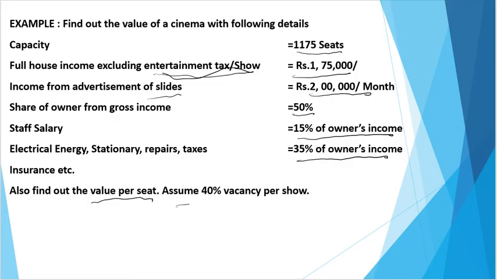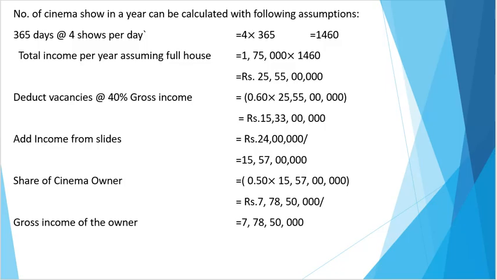Assume 40% vacancy per show. This is given to you. So you have to find the value of the cinema and also find the value per seat. See here, he is getting 1,75,000 per show. So let us suppose that there are 4 shows per day and the number of days in a year are 365. So all the calculation you have to do annually.